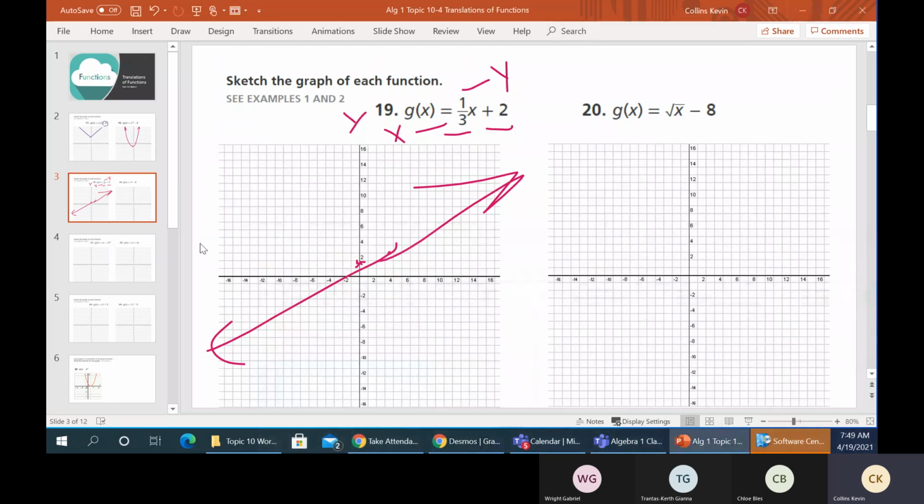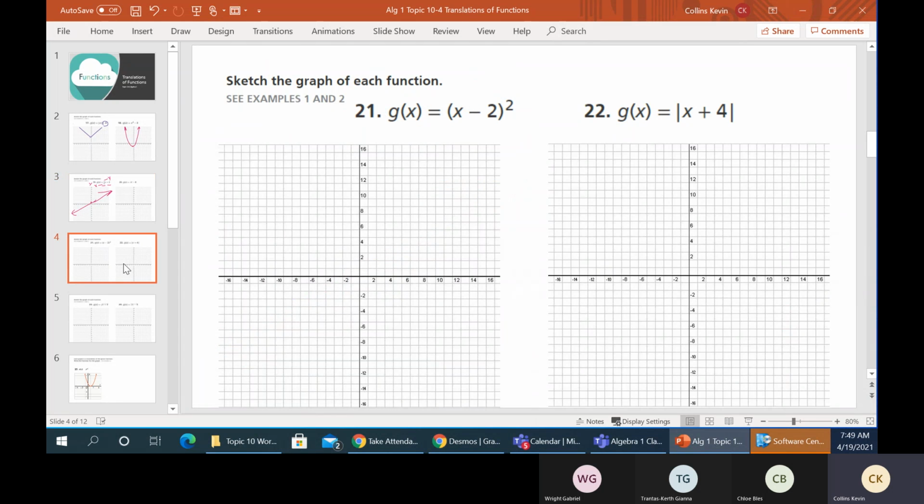All right, so what's our next guy? Okay, so now this is x minus 2 squared. Now this is a situation, you've probably heard me talk about this before, where we have a number that's in with the x, and by in with the x I mean inside the parentheses with the x. And this is the other one: when we had it just outside and tacked the number on, that moved us up and down. This guy is going to move you left and right.